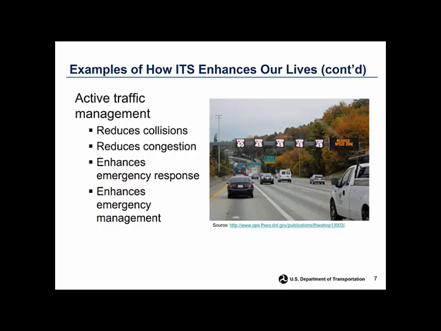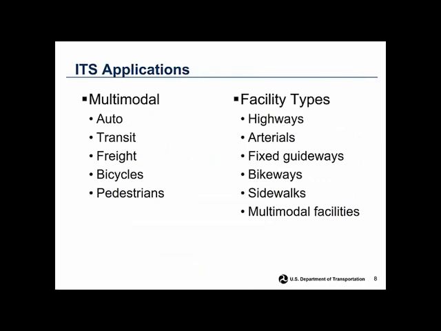Another example is active traffic management, trying to better control freeway travel, where we're trying to reduce rear-end collisions due to sudden bottlenecks, and reduce congestion by smoothing traffic flow. Also enhancing emergency response to allow for quick responses to crashes, which are essential for reducing injuries and death. And again, we're talking about automobiles, transit, movement of freight, pedestrians. And we're looking at different types of facilities, from freeways to arterial streets, sidewalks, etc.